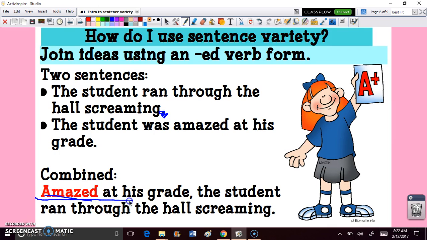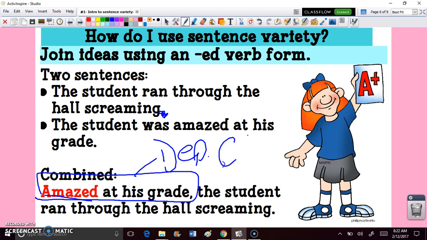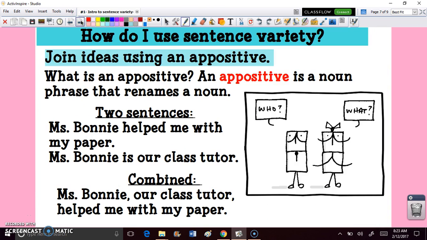Once again, I've taken the first sentence, or actually in this case the second sentence, and I've made it the first part of the sentence. I've turned it into a dependent clause. If I was to end the sentence here, because I started with an ed verb, it couldn't be. Amazed at his grade is not a sentence. But when I combine it with the second sentence with that comma, the dependent clause and the independent clause form a more complex sentence.